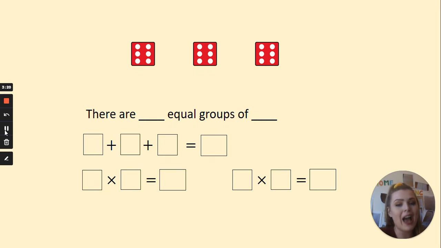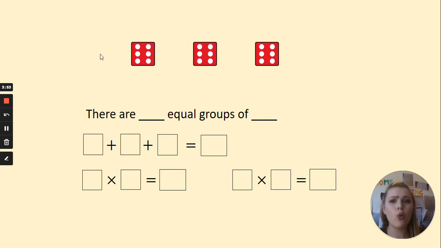Now we're going to have a look at this pictorial representation, this picture. Similar to our yesterday's PowerPoint, we are going to pull out the information from that picture to fill the gaps in this sentence. There are something equal groups of something. So it's asking us, how many lots do you have and what groups are they in? In groups of what? So how many lots do we have? How many separate portions do we have?